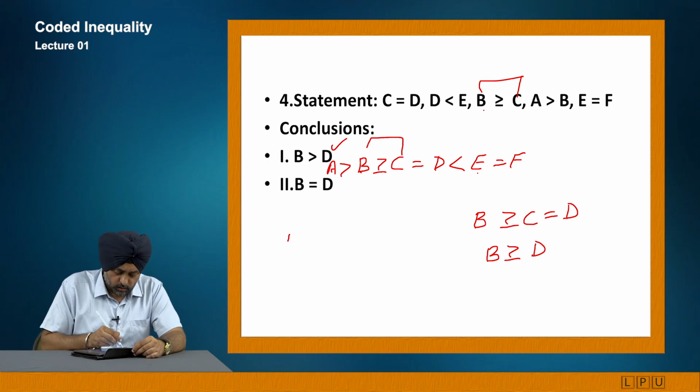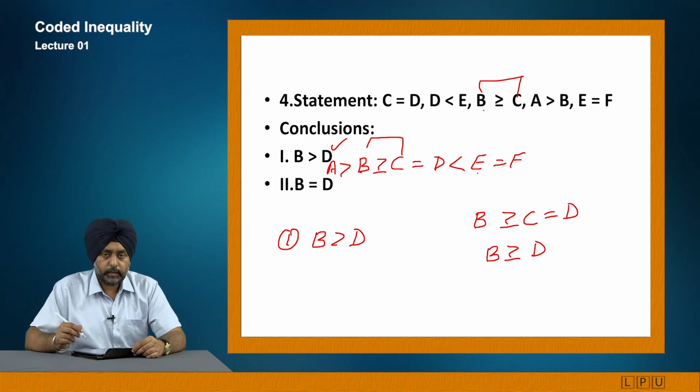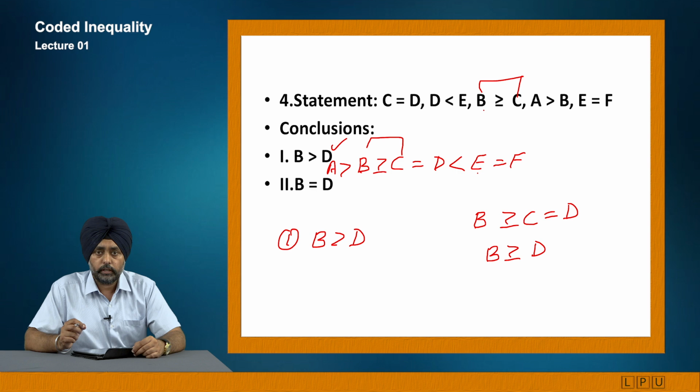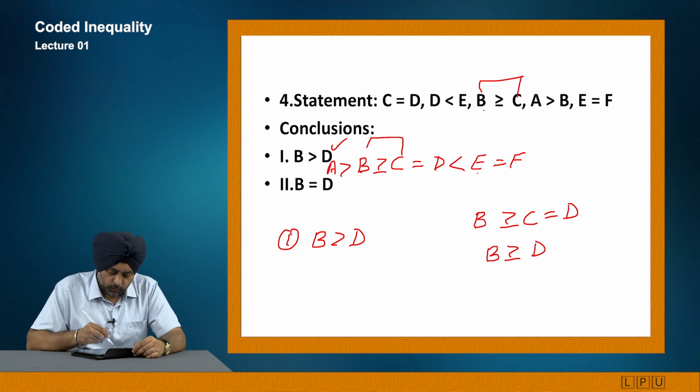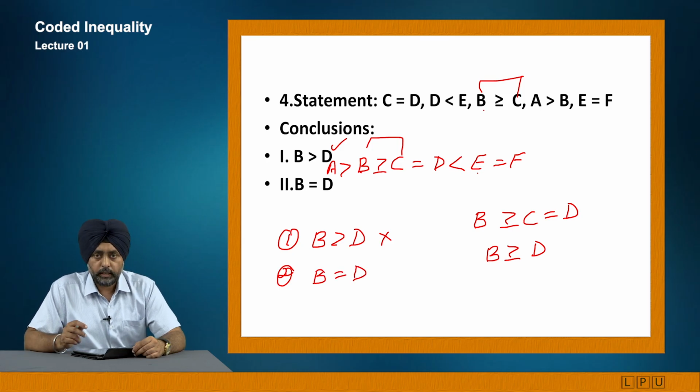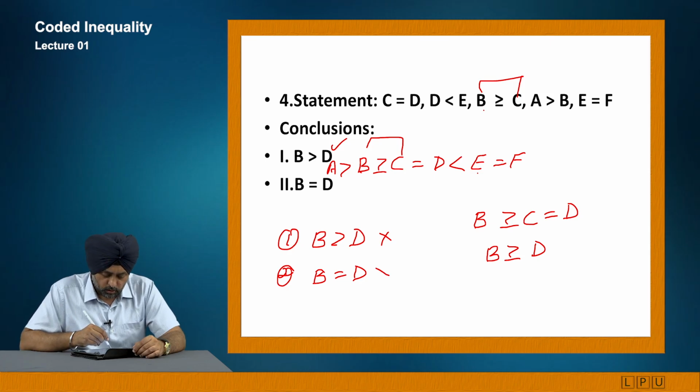Now the first conclusion says B is definitely greater than D. You know it cannot be established because B could be equal to D also. So individually first is wrong. Second says B is equal to D, that B is definitely equal to D. But it cannot be established because B could be greater than D also. So individually this is also wrong.